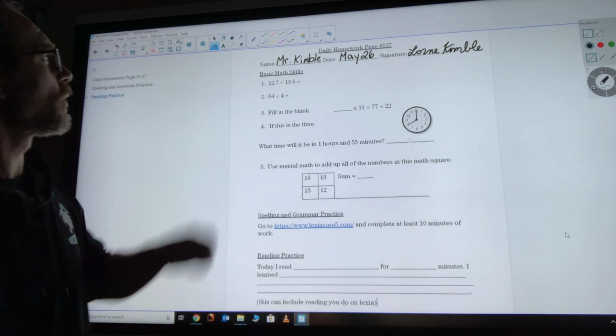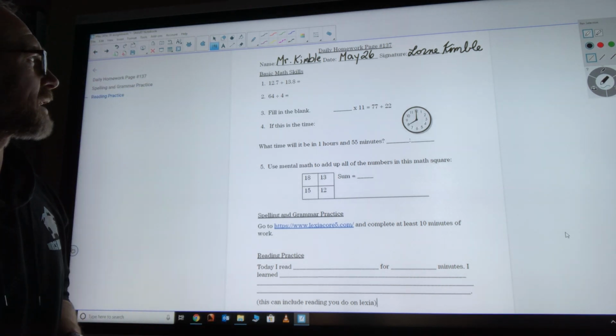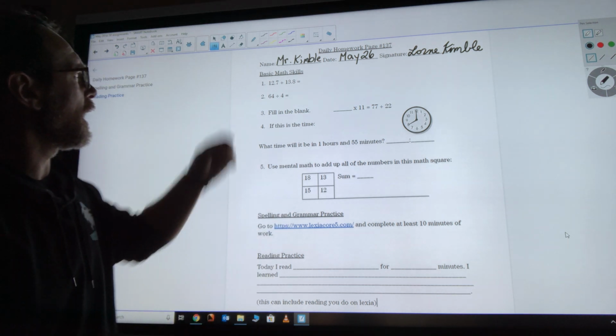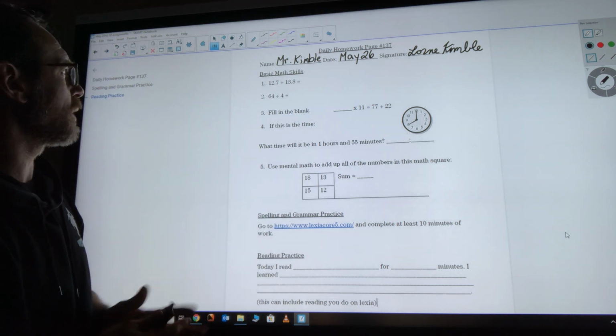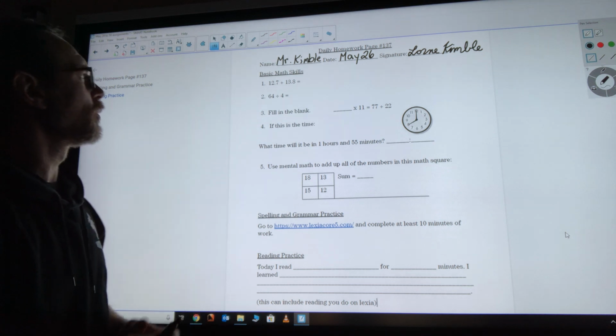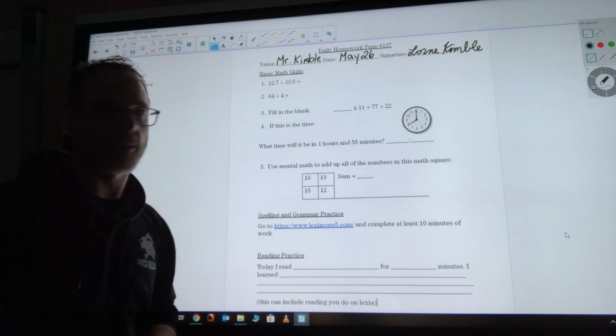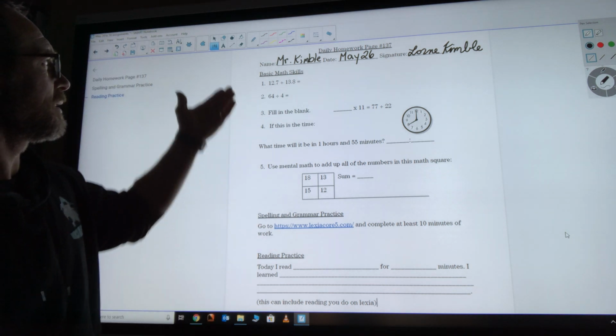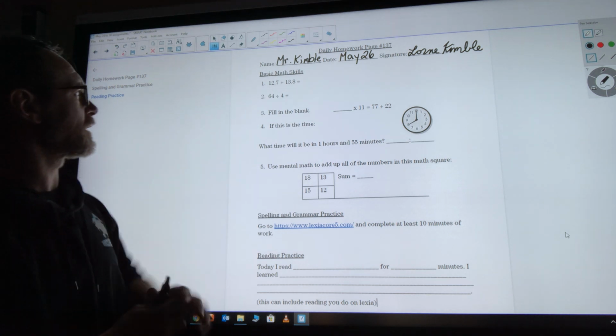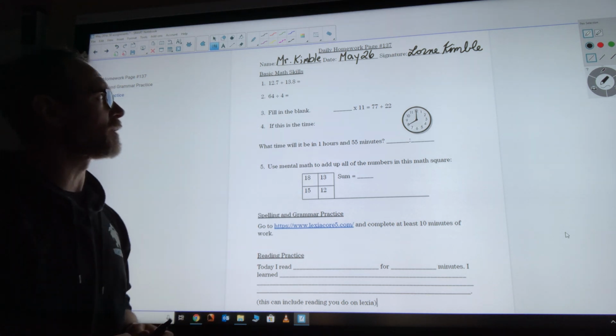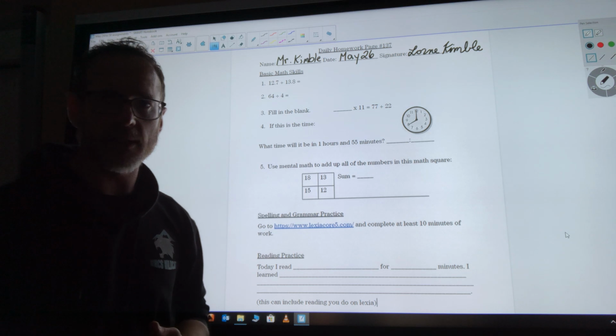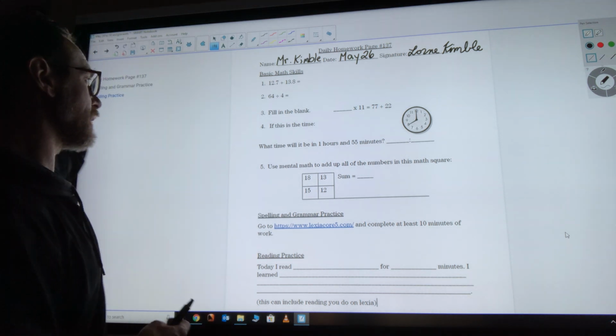Hi guys, I want to go over daily homework page number 137. In our math, we've been working with tenths, so we're going to start doing some of those on our daily homework pages, adding using tenths. My first question for you guys is 12.7 plus 13.8. We talked about lots of strategies for these kinds of questions.